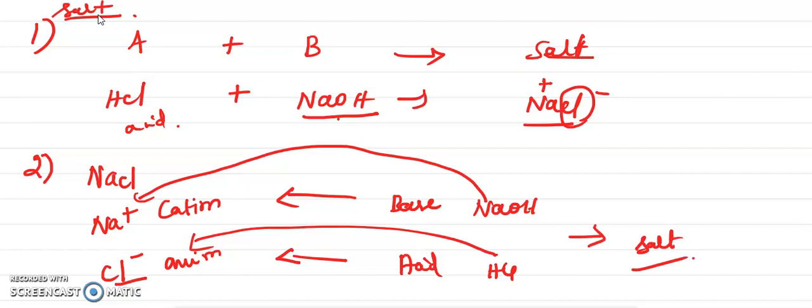So these are the two things. First, the substance which is produced by the reaction of an acid with a base. Always the salt will form from an acid and a base. This is the first point. The second point is that the salt consists of a positive ion which comes from the base, and a negative ion, that means Cl minus, which comes from the acid only. This is the way you have to explain what is meant by salt.